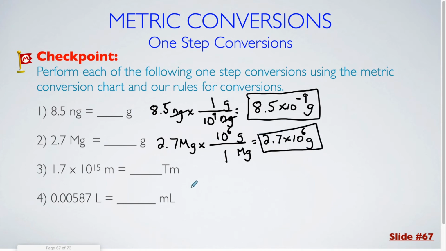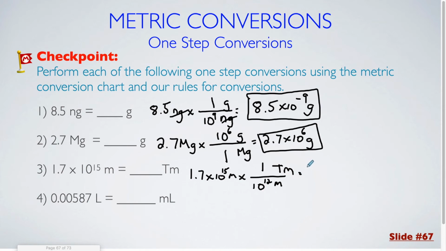Next, number 3. We have 1.7 times 10 to the 15th meters. We're going to cancel out m on our way to tm. Tm is going to be larger, so that gets the 1. And the conversion factor from our chart is 10 to the 12th power. Since this is in the bottom, we're going to have to bring that up to the top.